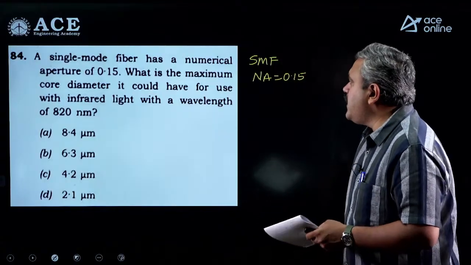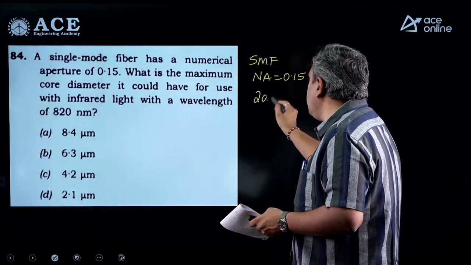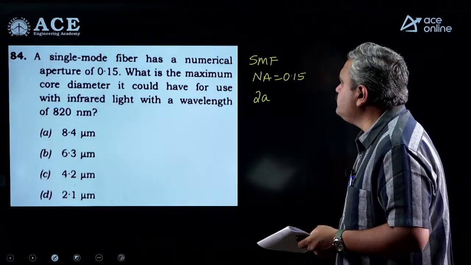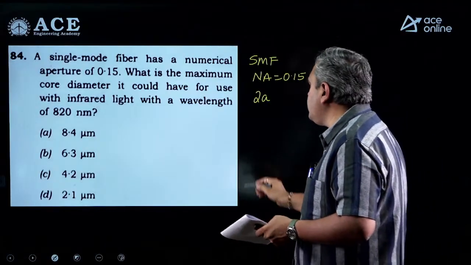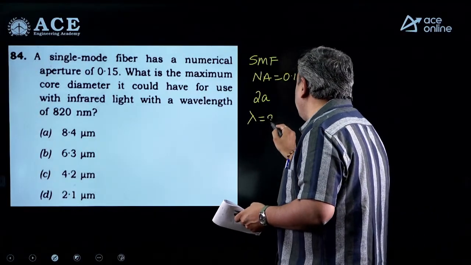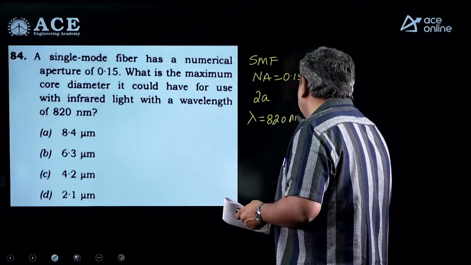What is the maximum core diameter? Core diameter means 2a. a means radius, 2a means diameter. For use with infrared radiation with a wavelength lambda given as 820 nanometers. So what is the formula we have?